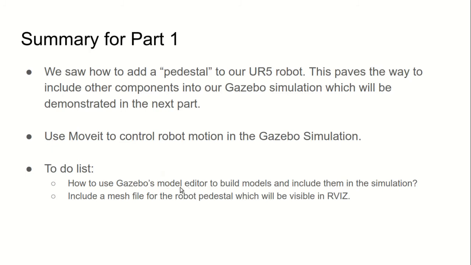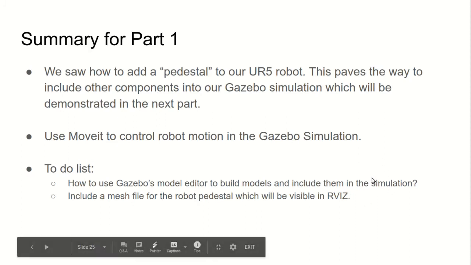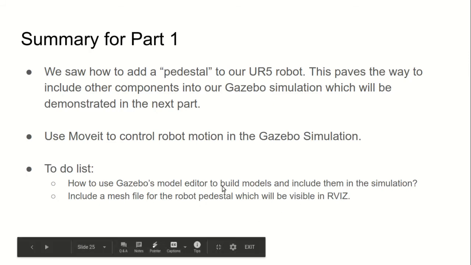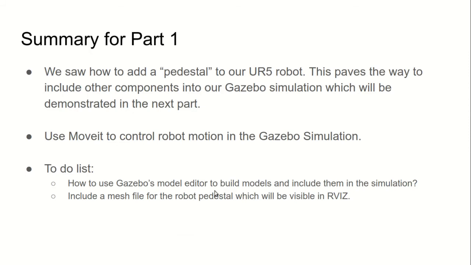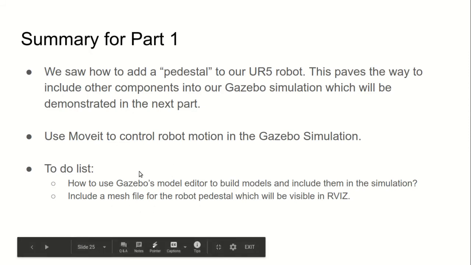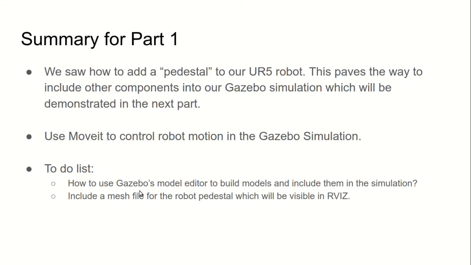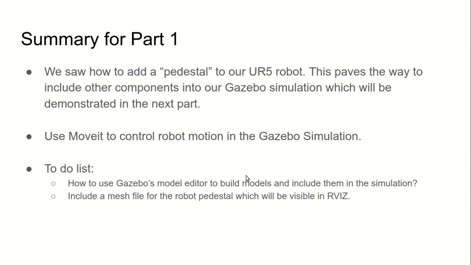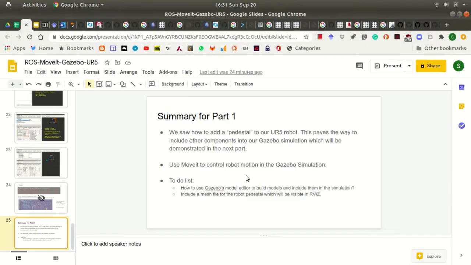We want to make use of Gazebo's model editor to build models and include them in a simulation, because writing URDF on your own is a little bit tricky. So we want to see if we can use Gazebo's model editor to build the models and include the SDF files directly. Second, you can see that in RViz we don't see the pedestal. So maybe we can include a mesh file that will help us see the pedestal as well. Okay, so this is it.